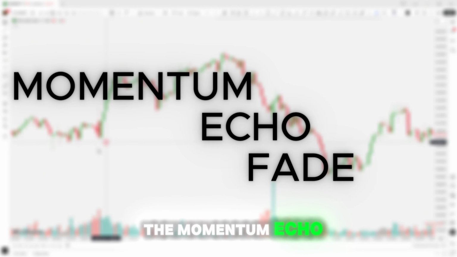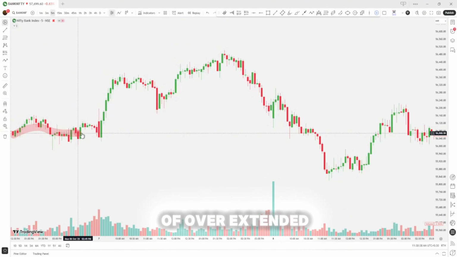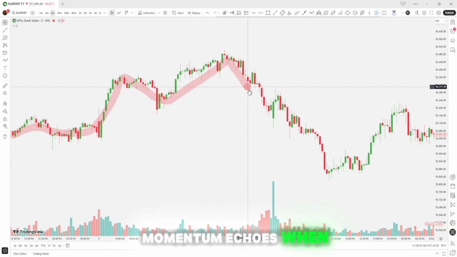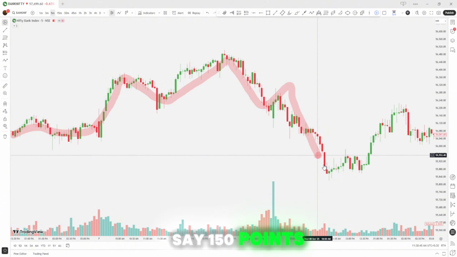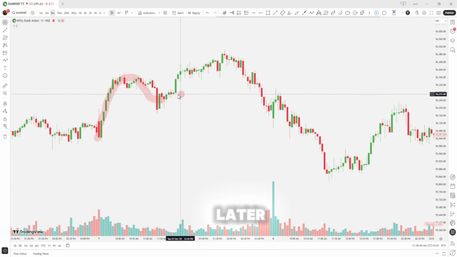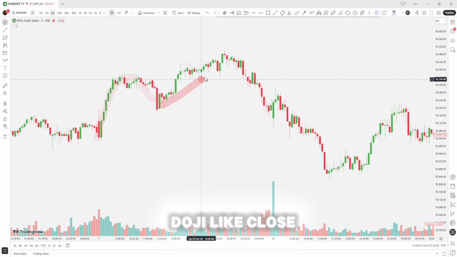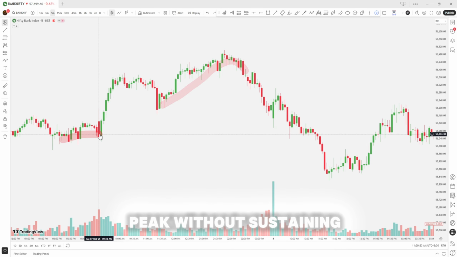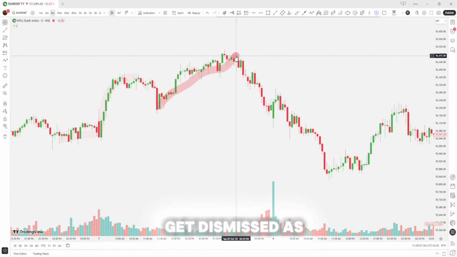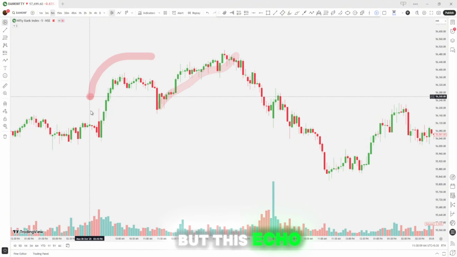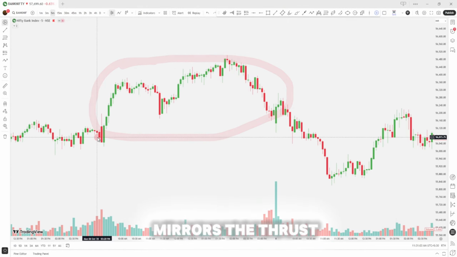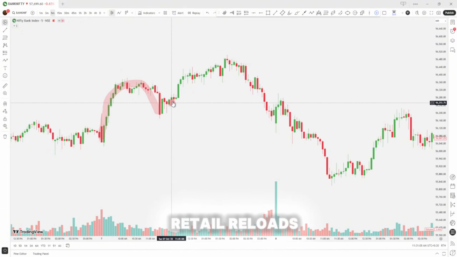The momentum echo fade takes us into the realm of overextended thrusts that repeat weekly, fading into oblivion. Momentum echoes when a strong candle, say 150 points, replays in a smaller version 2 to 3 bars later, but with a doji-like close, echoing the thrust peak without sustaining it. Why underrated? Fades get dismissed as counter-trend gambles, but this echo version pinpoints institutional distribution, where smart money mirrors the thrust to offload while retail reloads.